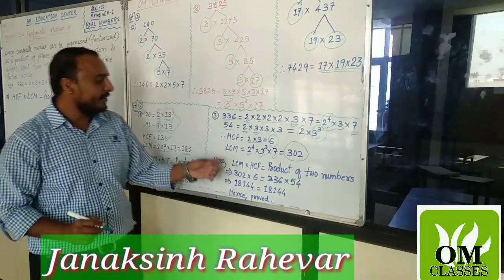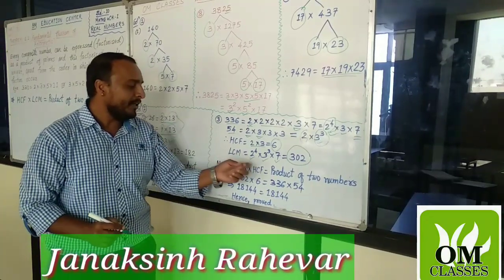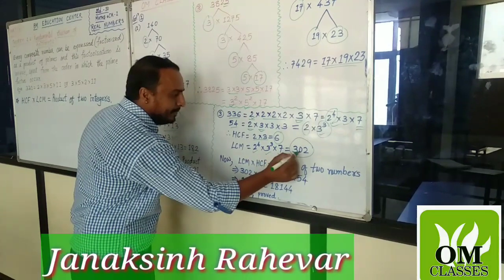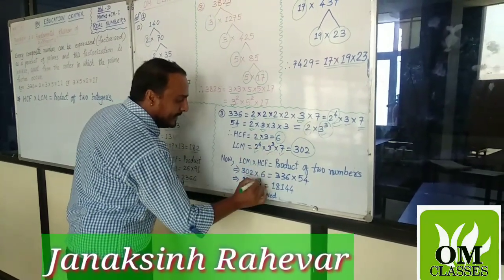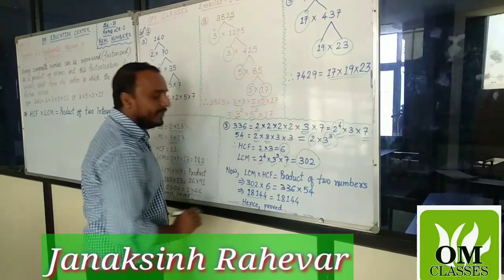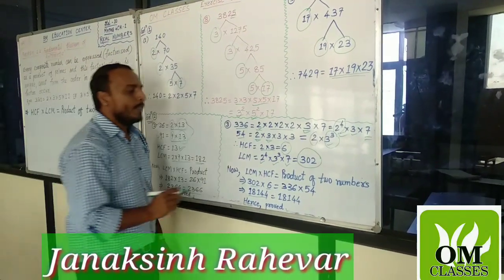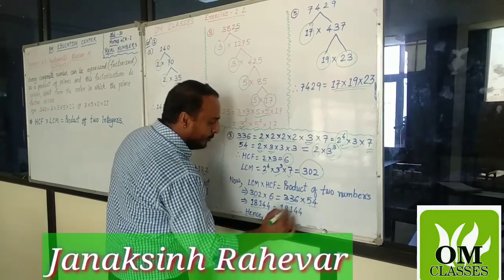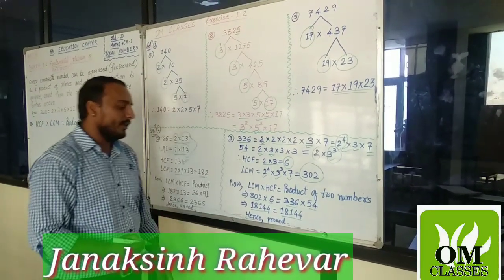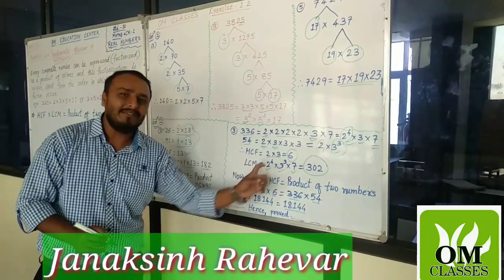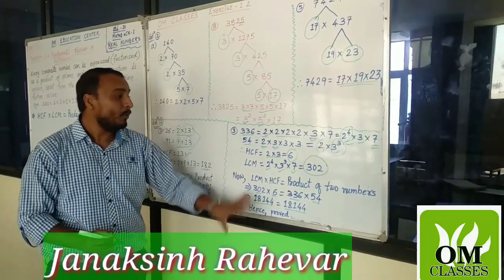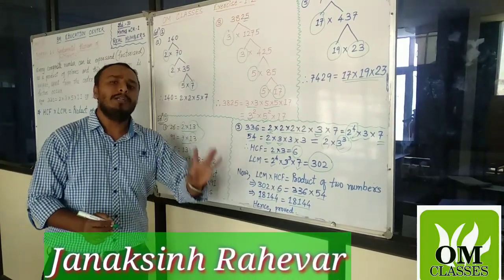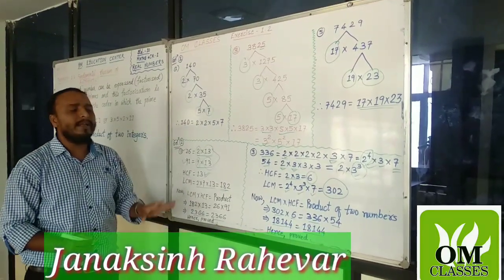Now dear students, we have to again verify LCM into HCF equal to the product of the two numbers. What is your LCM? What is your HCF? 6. When you multiply you will get 18,144. Then what are the two numbers? 336 and 54. And when you multiply you will get 18,144. So LHS equal to RHS. Hence we have proved that the product of LCM and HCF is equal to the product of the two numbers. So this way we can solve question 1 and 2.